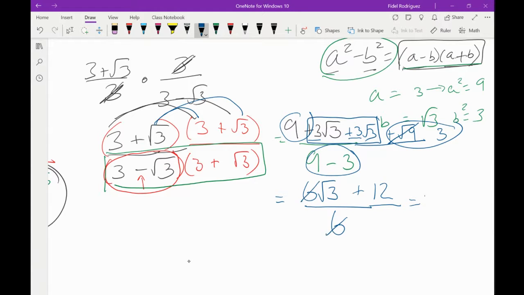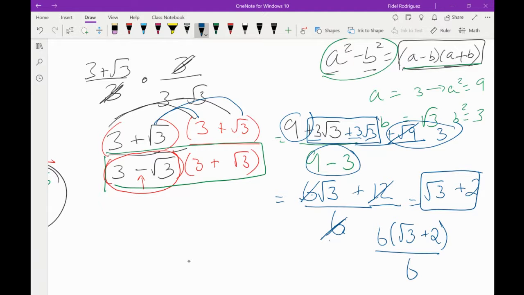6 goes into 6 one time, and 6 goes into 12 how many times? 2. This 6, guys, I can't just cancel it with one part. It has to be able to be divided into both. If it helps, you can write it like this. I'm factoring out a 6 out of both of them, and then I'm canceling with those 6s, and that's what I'm ending up with. So remember, when I'm going to cancel something, it has to be an entire factor. It has to be able to be divided into every single piece.